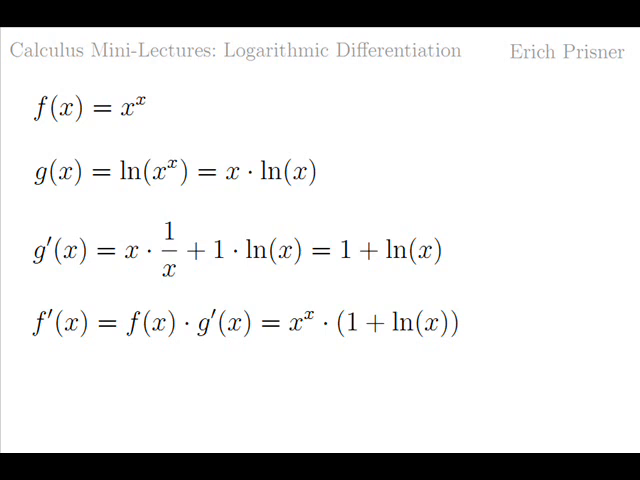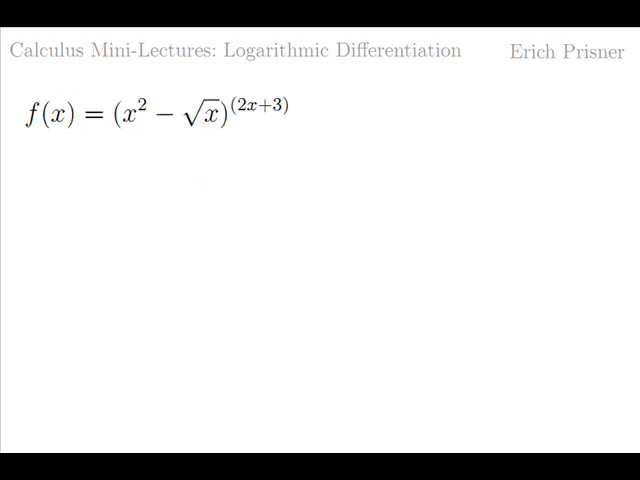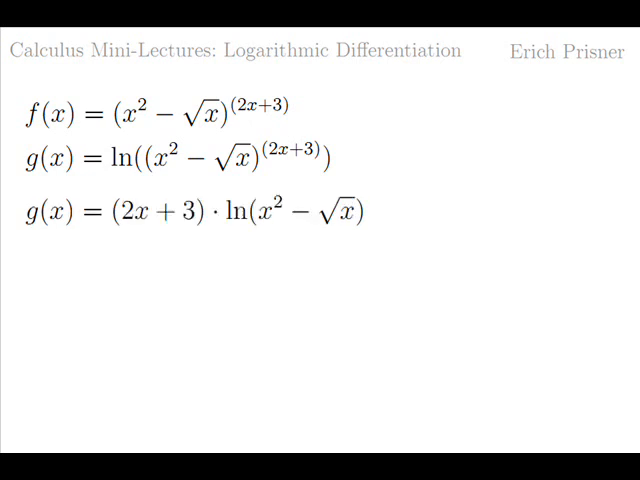For a more complex example, let's take f of x equals x squared minus square root of x to the power of 2x plus 3. We follow the advice given by the first part of the logarithmic differentiation method and introduce the function g of x equals ln of f of x, which is the ln of this expression, which simplifies to g of x equals 2x plus 3 times ln of x squared minus square root of x. So we have a product. The first factor is easy to differentiate. For the second factor, ln of x squared minus square root of x, we have to use chain rule.